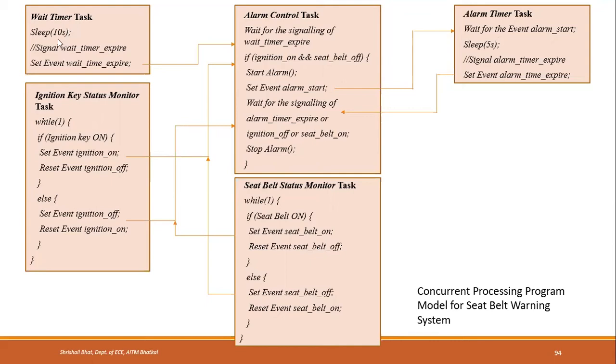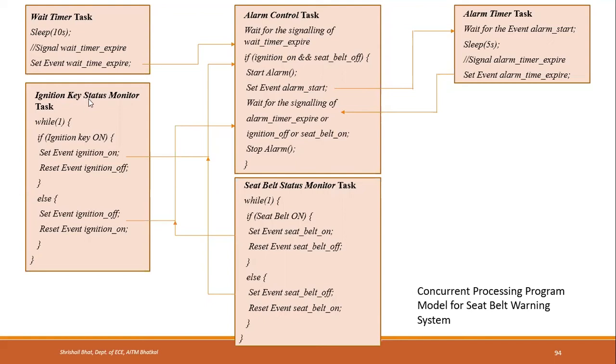So wait timer task, it is initially waiting for 10 seconds. So initially we will wait for 10 seconds. You can use the function sleep for 10 seconds. Okay, so then after 10 seconds, you are going to set the event wait timer expire. After waiting for 10 seconds, you are setting the event wait timer expire. Okay, so once the wait timer is expired, the alarm control task will check the other 2 things. Along with this, it will also check whether the ignition key is on and seat belt is still off.